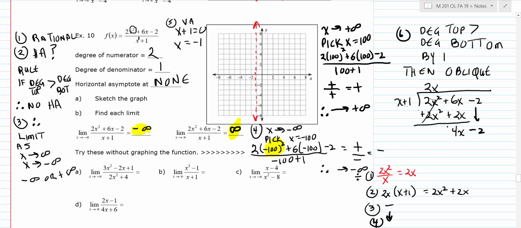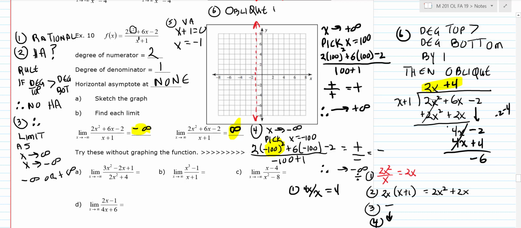All right, so now it would be 4x divided by x. I start over again, so 4x divided by x is 4, and it's a positive 4, so that goes there. And then you multiply. 4 times x is 4x. 4 times 1 is 4. You subtract. So when you subtract, 4 minus 4 cancels. This always will. And then you're doing negative 2 minus 4, so that's negative 6. So it turns out that this thing right here is what we call the oblique asymptote. So I'll call this step 6. The oblique asymptote is y equals 2x plus 4.